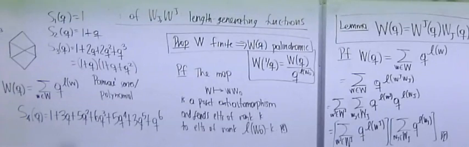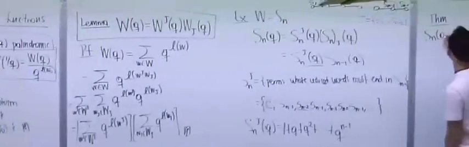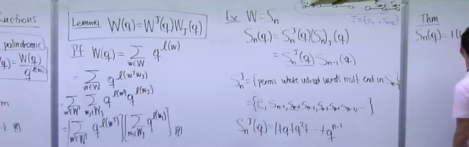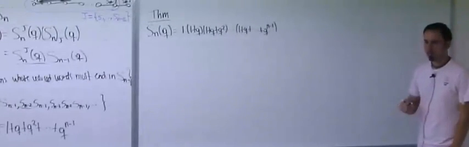Theorem. The formula for Sn of q is just 1 times 1 plus q times 1 plus q squared, etc., up until 1 plus q plus ... plus q to the n minus 1. That's it. As beautiful a formula as you might hope for.